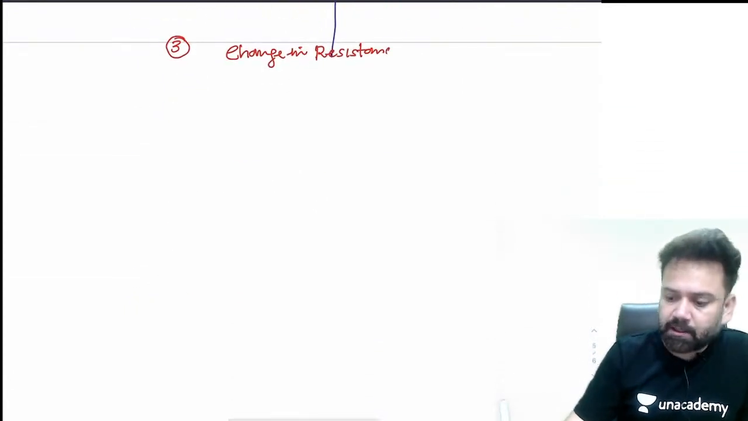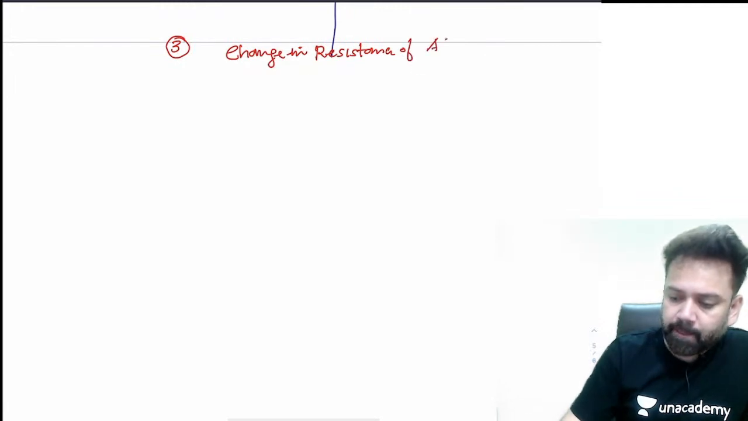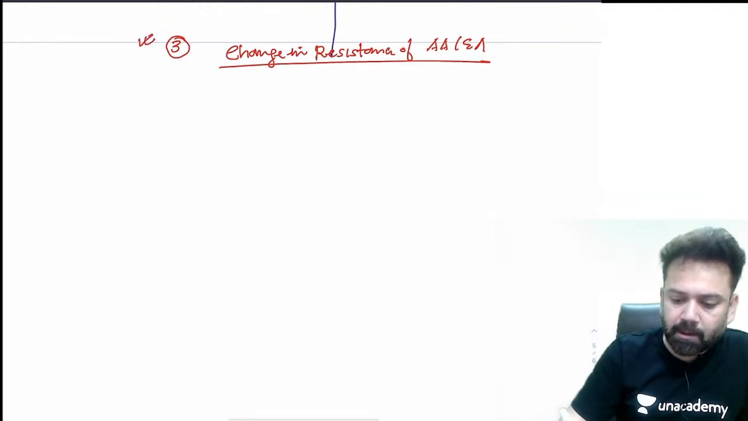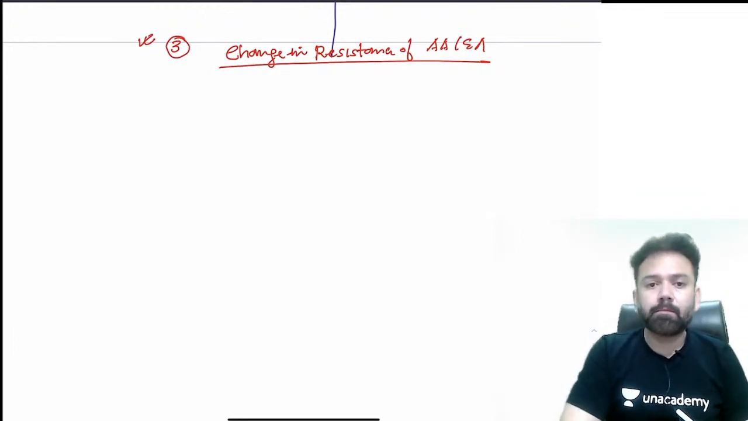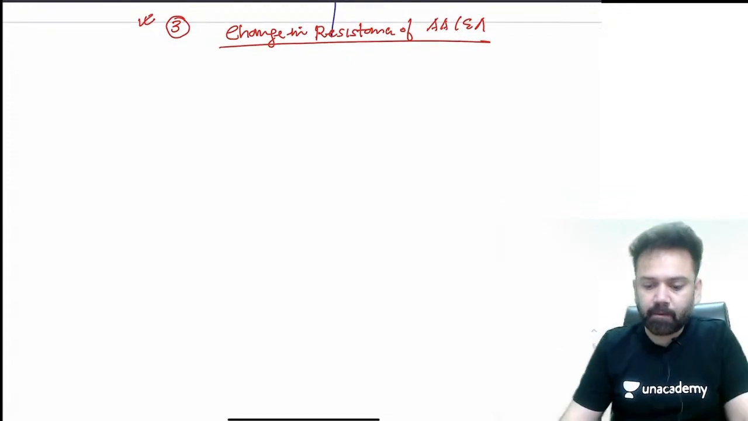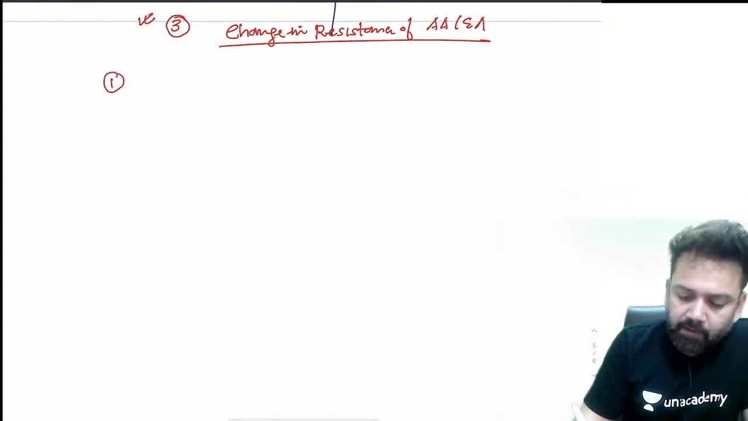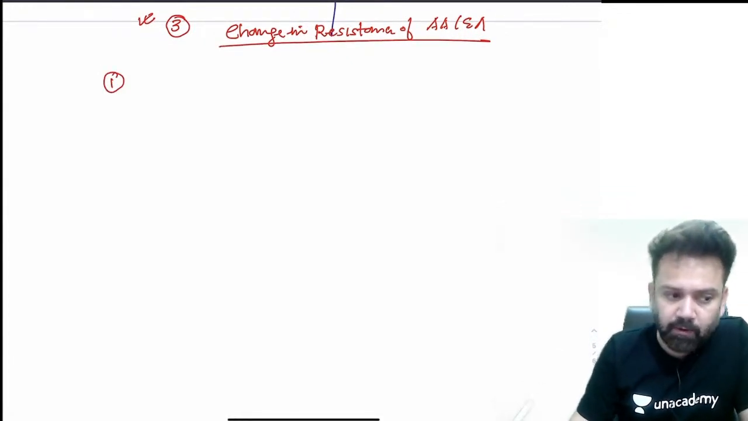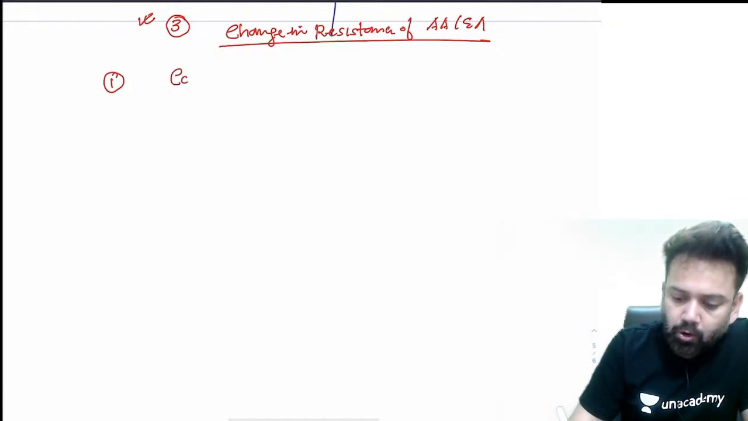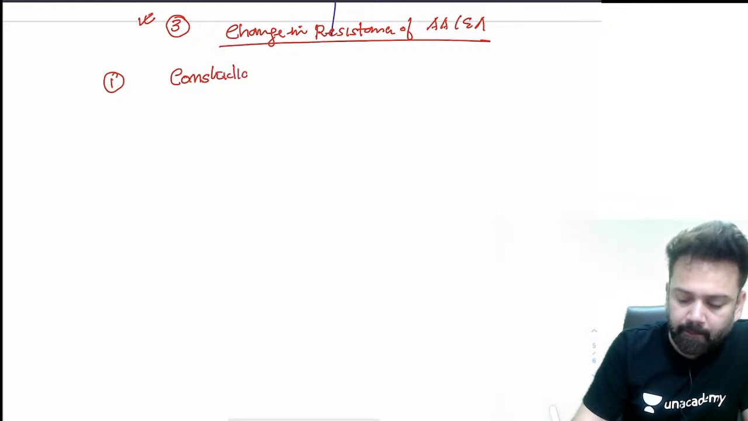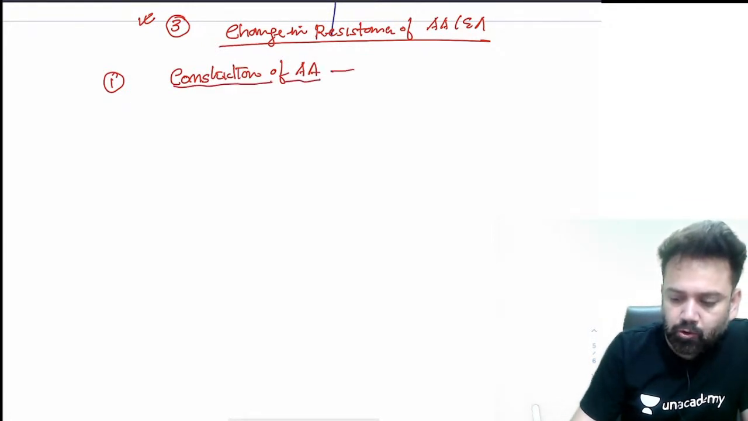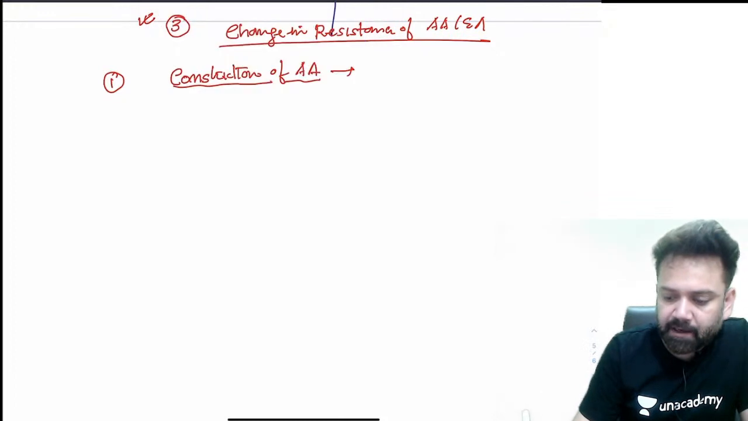Change in the resistance of afferent arteriole and efferent arteriole. This is the most important mechanism of how GFR is regulated. There can be four conditions. Number one condition can be constriction of efferent arteriole. So who is causing constriction of efferent arteriole?